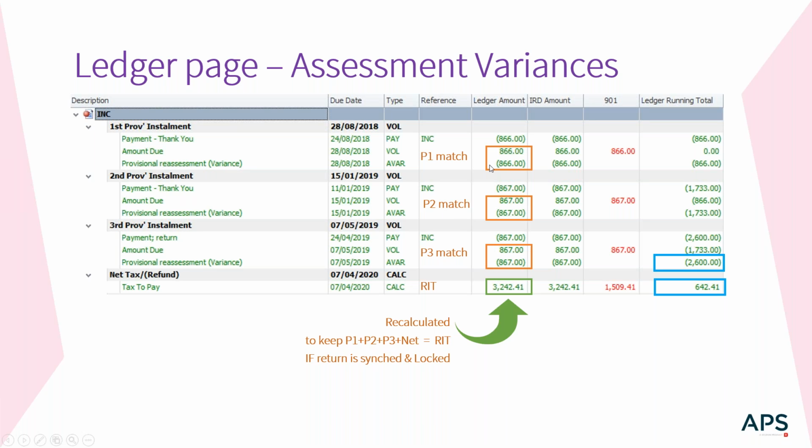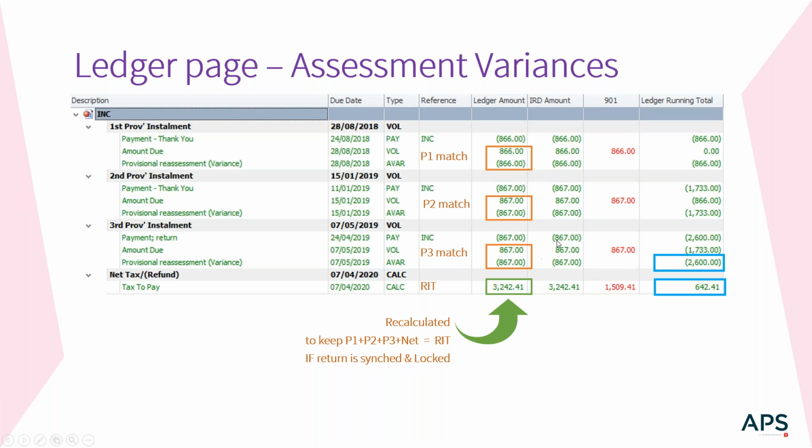In this case, by matching them against their individual provisional instalments and placing the variance with the instalment, as we move through, we get a ledger running total incrementing up for the effectively overpayment, for the overstatement of the instalments compared to what the reassessment has now generated. So we end up with an overpayment effectively, or a running balance of the provisional instalments of 2,600 credit.